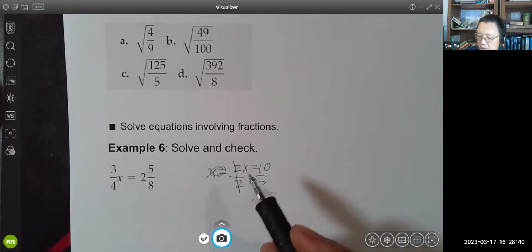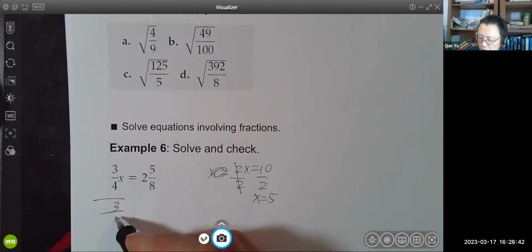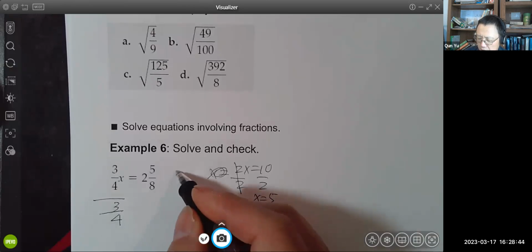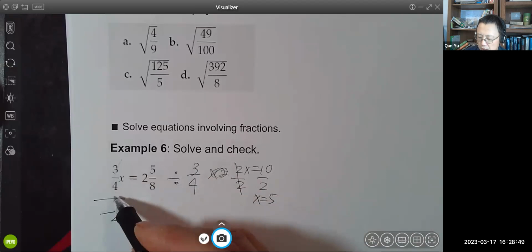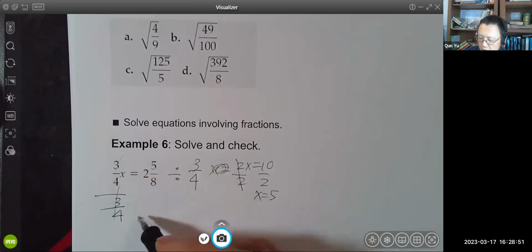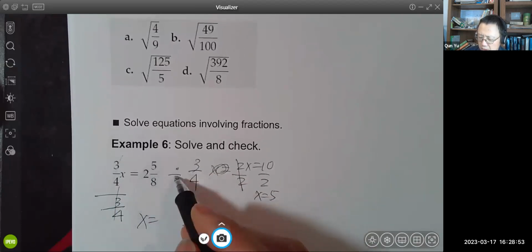We can do the same thing. Suppose we divide by 3/4 on both sides. And on this side, we just write it this way, divided by 3/4. So these two cancel, anything divided by itself is 1. So x equals this number divided by 3/4.